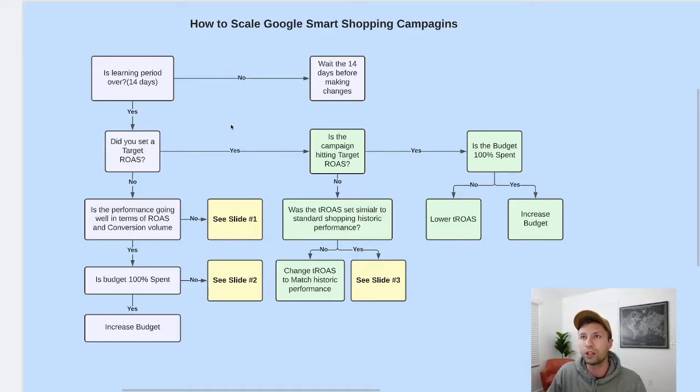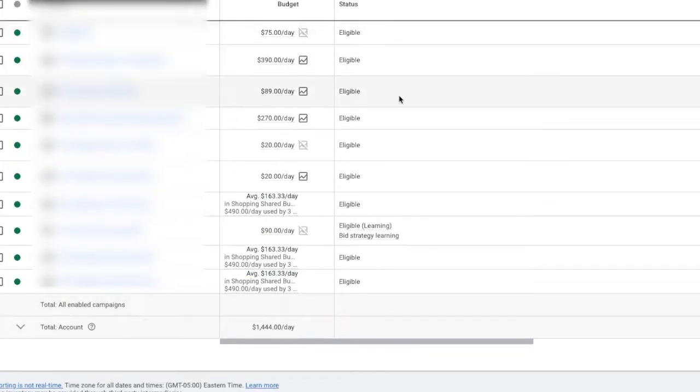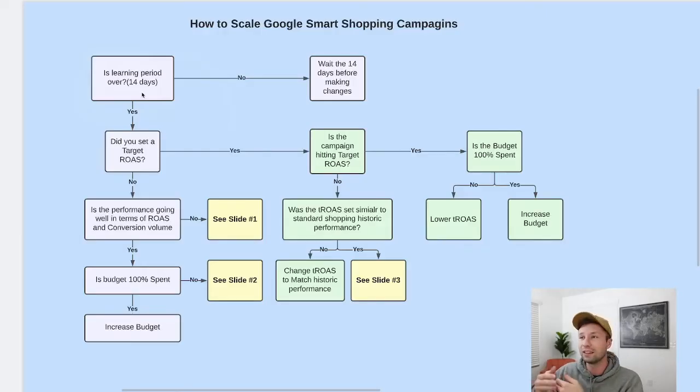So the first question that we have here is, is the 14-day learning period over? Now, if you aren't familiar with Google Smart Shopping campaigns, this may be a little bit confusing, but when you first launch a Smart Shopping campaign, there's actually 14 days when the campaign gets launched where the Google algorithm is learning who the best customers are to target, where to send, or how to get you the best target ROAS. And so it usually takes 14 days for that system to learn and to be completely done.